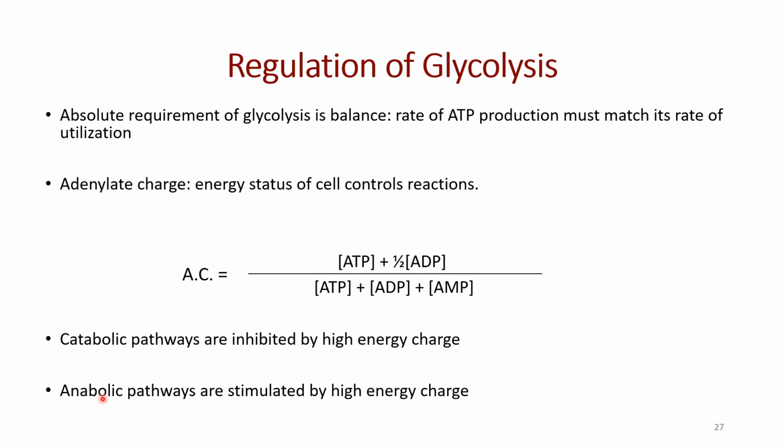Likewise, your anabolic pathways require energy. They want to use energy. And if you have a high energy charge, a high adenylate charge, that's going to turn on your anabolic pathways. There's a lot of energy. Let's use that energy to synthesize, build, and grow.